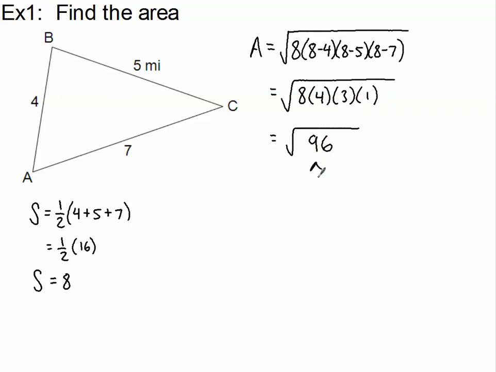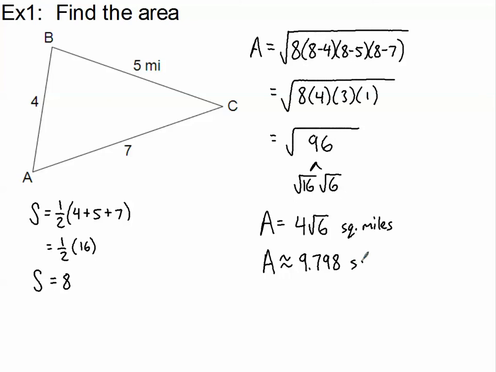Now I could simplify this if I want to continue to use an equal sign. 16 goes in there 6 times. So the area could be equal to 4 square roots of 6 square miles. Or if I want to approximate it, which is absolutely fine if you don't want to deal with the radicals, the area would be 9.798 square miles. So there's the area of this triangle.